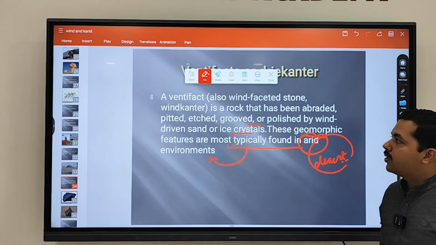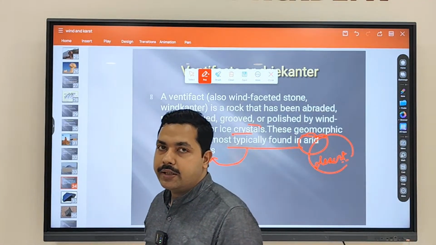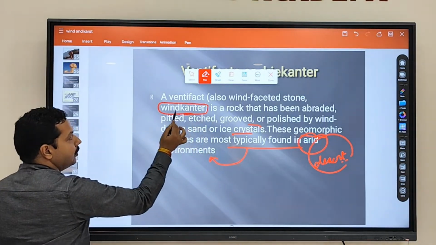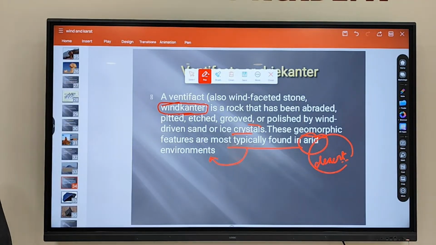So these are referred to as what? Ventifact or dreikanter. Since they are modified by the wind, they are also referred to as wind-kanter, or wind-kanter. So that is also being given.